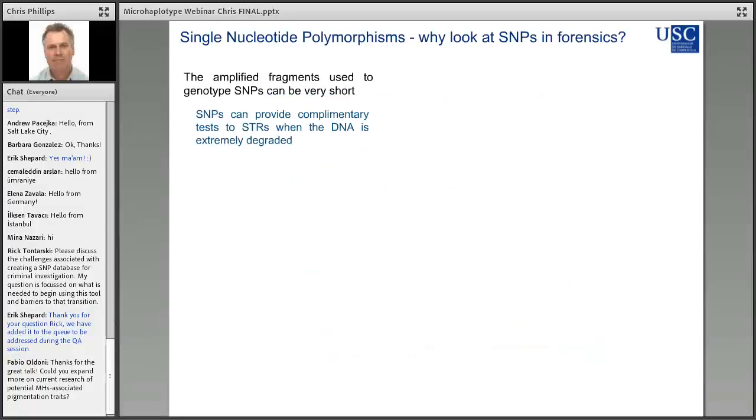So why do we look at SNPs in the first place in forensics? We've got STRs that are well established and populate national DNA databases at great expense and effort, of course. So SNPs are largely going to be complementary to STRs in forensic use, and this is because it's possible to amplify very short fragments that contain the SNP. In theory, we can look at fragments that are just 41 nucleotides in length with the 2 primers and the SNP in the middle. So these are likely to be good bets for very degraded DNA where the DNA is progressively shortened.